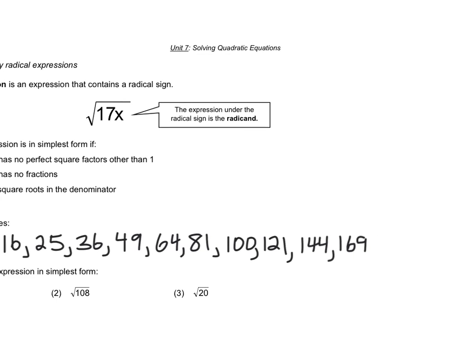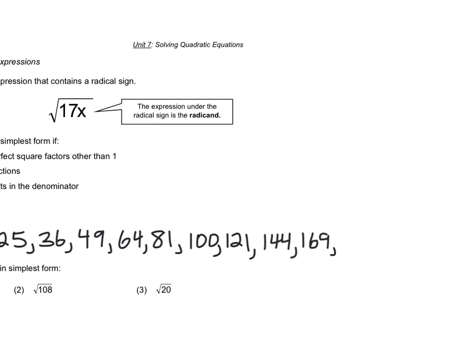Let's go up to 15 squared. What's 14 squared? 196. And 15 squared is 225.